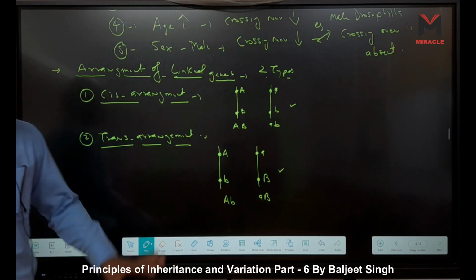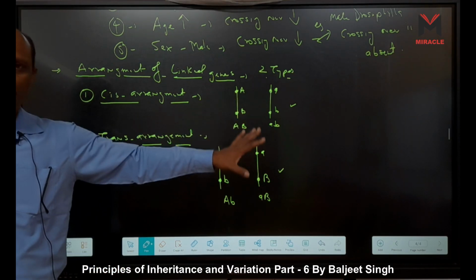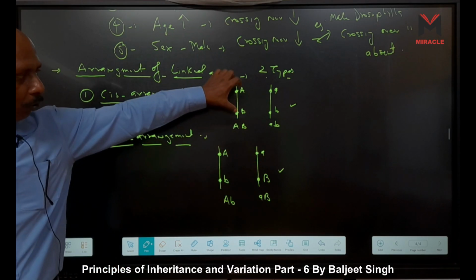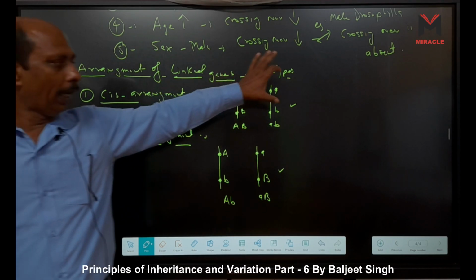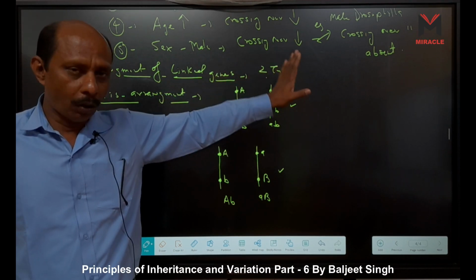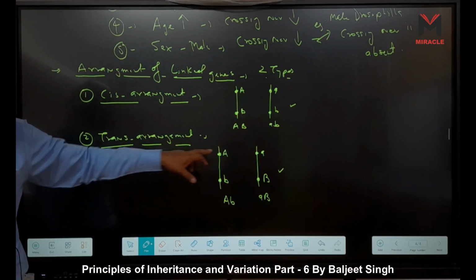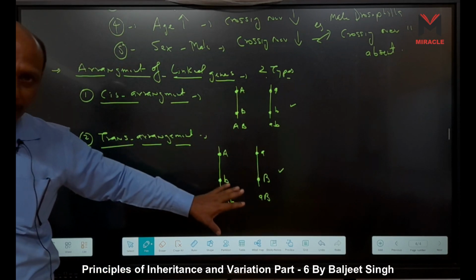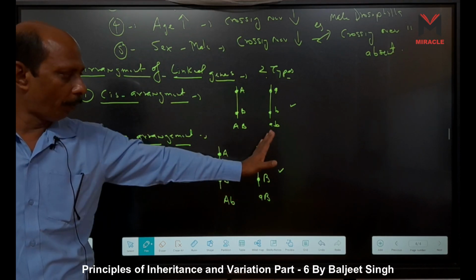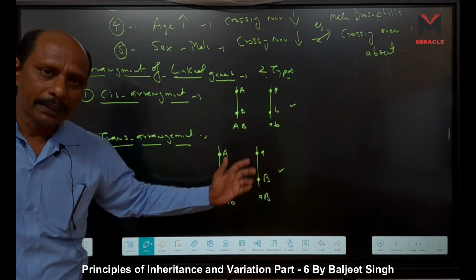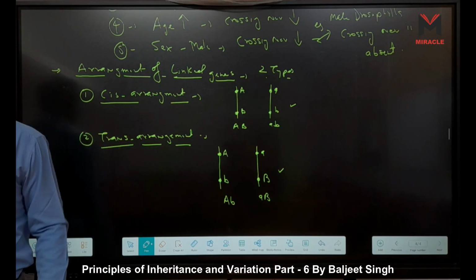We need not go very deep. You only have to understand: pure means both dominants are present, or all the recessives are present, and that is called cis arrangement. Here dominant and recessive both are present. That's why it is called trans arrangement. Do you understand?